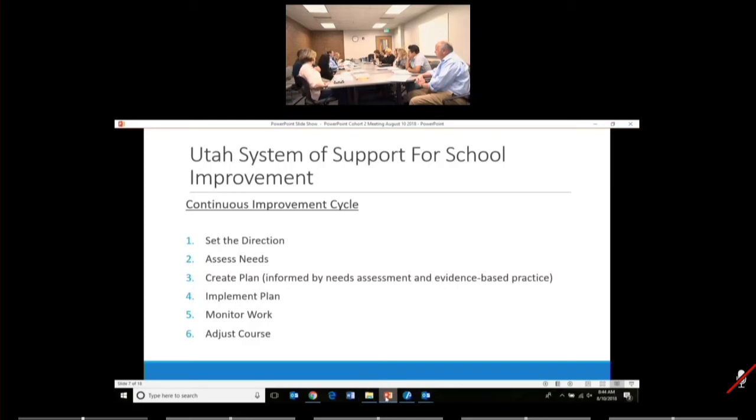So the continuous improvement cycle is made up of 6 steps. Setting the direction, assessing needs, which you've done, creating the plan where you are right now, implementing the plan, monitoring work against that plan, how much progress are we making, and then adjusting course where that needs to happen.